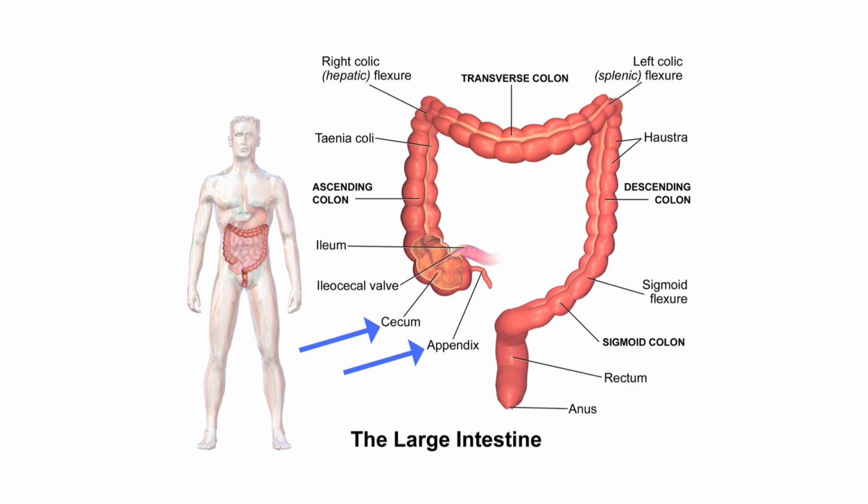The colon consists of the ascending, transverse, descending, and sigmoid colons. There are large pouch-like structures called haustra and a long smooth muscle band called the taenia coli. The colon ends at the rectum and anus.